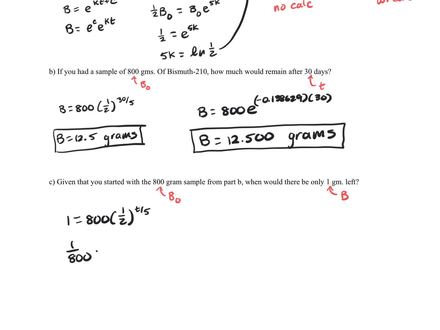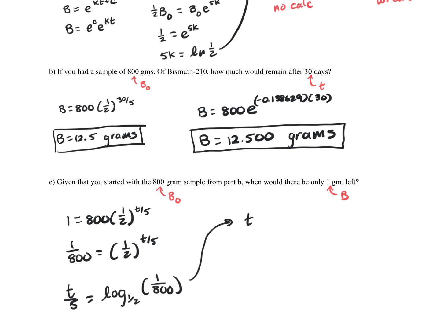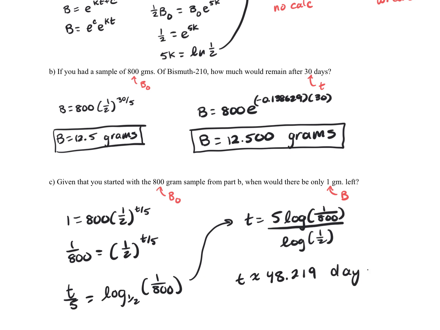So here we're going to isolate our exponential term, and then we could rewrite this in logarithmic form. So T over 5 equals log base 1/2 of 1 over 800, and then we'll multiply by 5. And then if we want to get a decimal approximation for this, you may need to use change of base formula for your calculator. So I'll write it as common log of 1 over 800 over common log of 1/2. Then you'll get approximately 48.219 days.